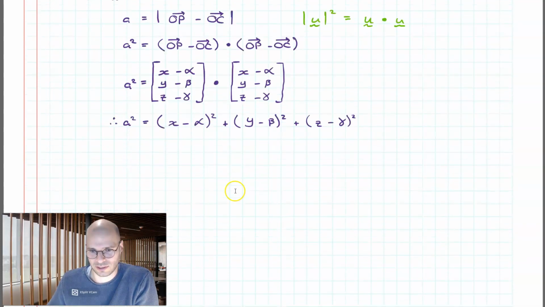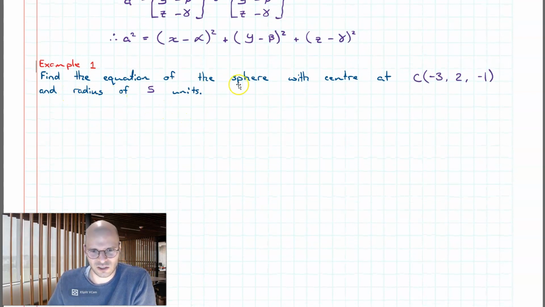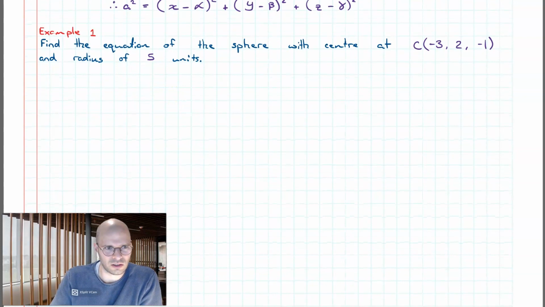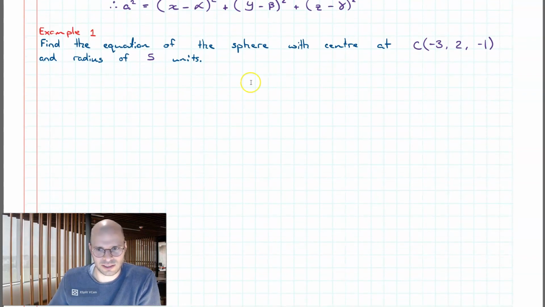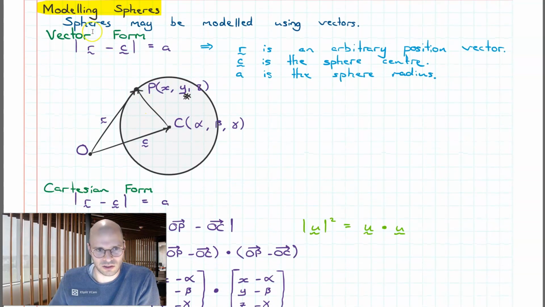So let's look at an example. Example 1. Find the equation of a sphere with center at C(-3, 2, -1) and radius of 5 units. To do this, we need to identify our center and we need to identify our radius. Using this, we'll first plug this into our Cartesian equation here, and then we'll model it using our vector form up here.